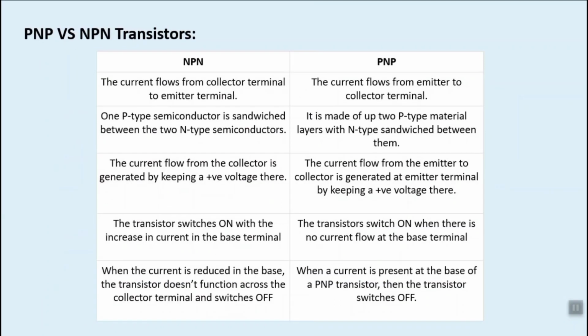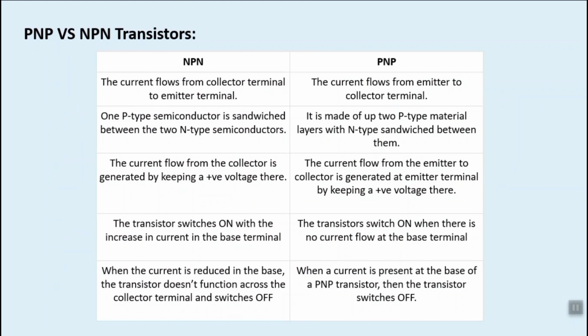Here is a table of difference for you in order to understand better about NPN and PNP transistor. In NPN transistor, the current flows from collector terminal to emitter terminal, while in PNP transistor the current flows from emitter to collector terminal. In NPN transistor, one P-type semiconductor is sandwiched between the N-type semiconductors, while in PNP transistor, it is made up of two P-type material layers with N-type sandwiched between them.